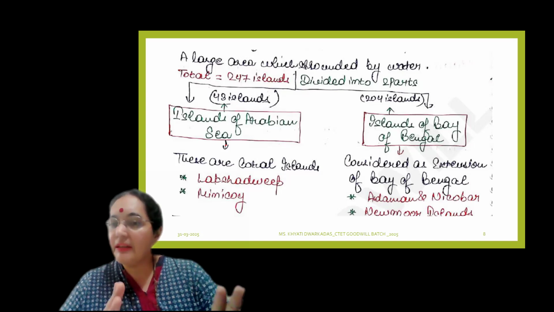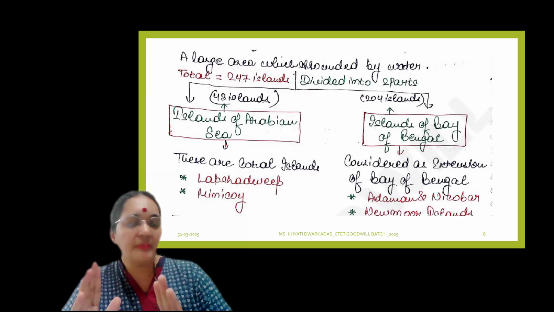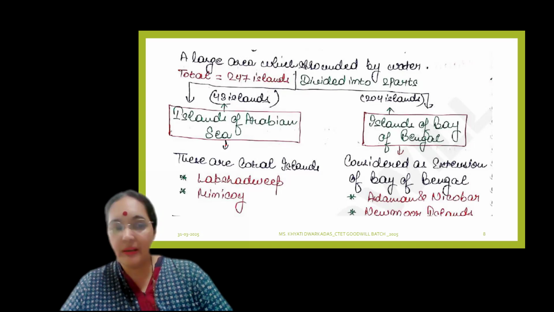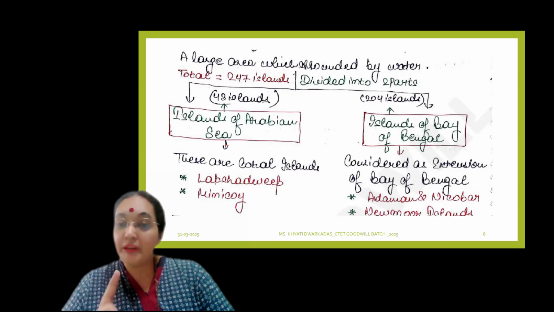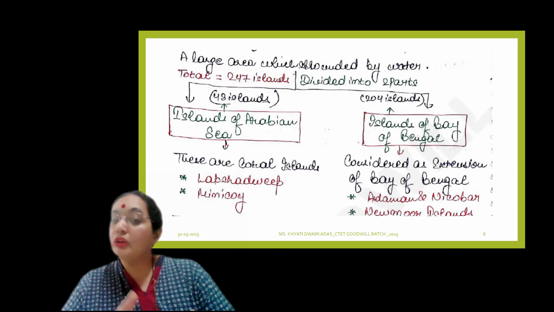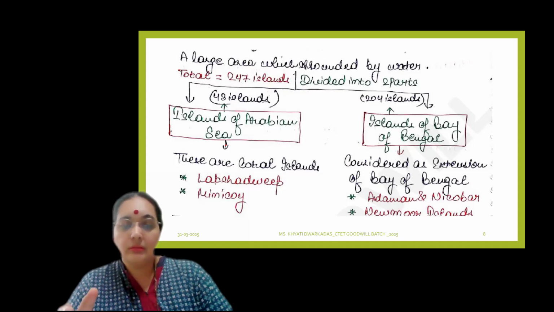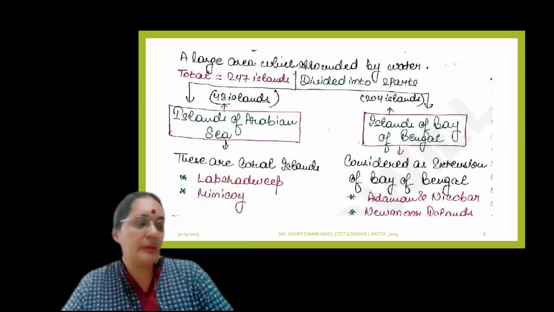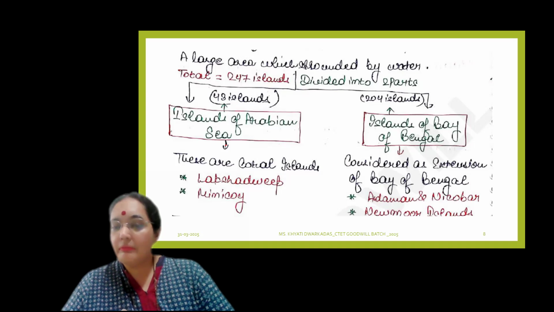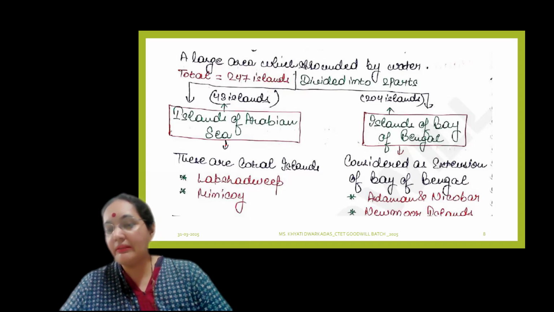We have a set of islands in the Arabian Sea and we have a set of islands in the Bay of Bengal. Now there are 43 islands in the Arabian Sea and there are 204 islands in the Bay of Bengal. The coral islands in the Arabian Sea are Lakshadweep and Minicoy, and the extension islands of the Bay of Bengal are Andaman Nicobar and Narcondam Islands.